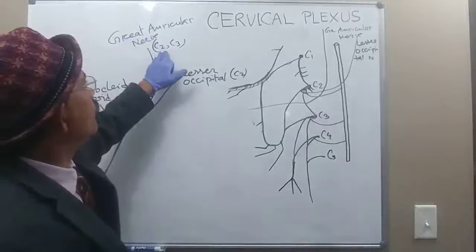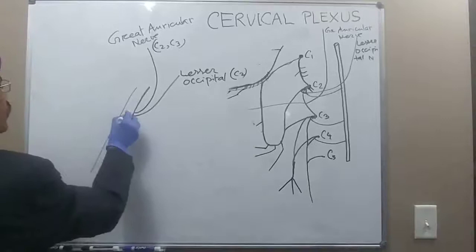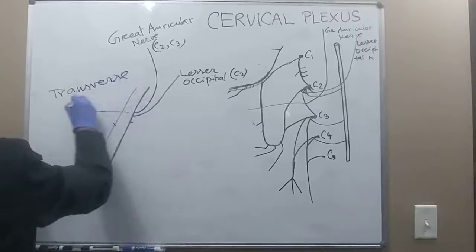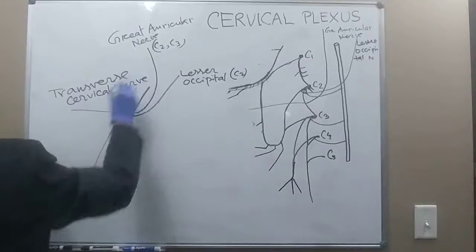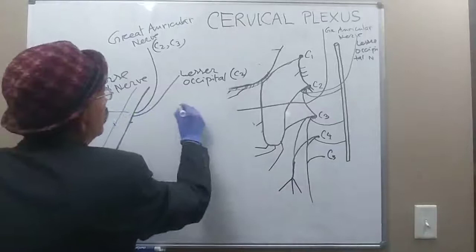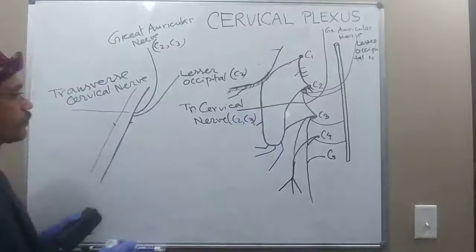We have another nerve that is called the transverse cervical nerve or transverse anterior nerve. Its root value is again C2, C3. This is the transverse cervical nerve, and the root value is C2, C3.